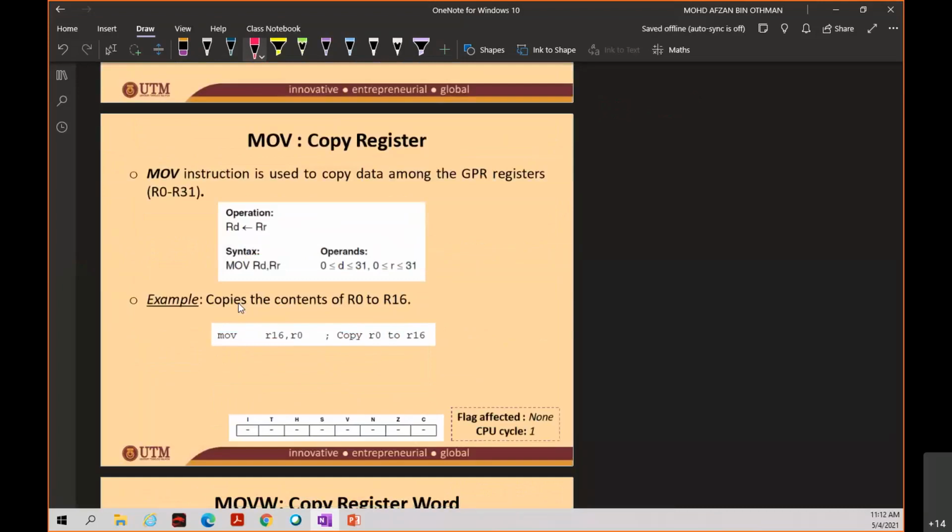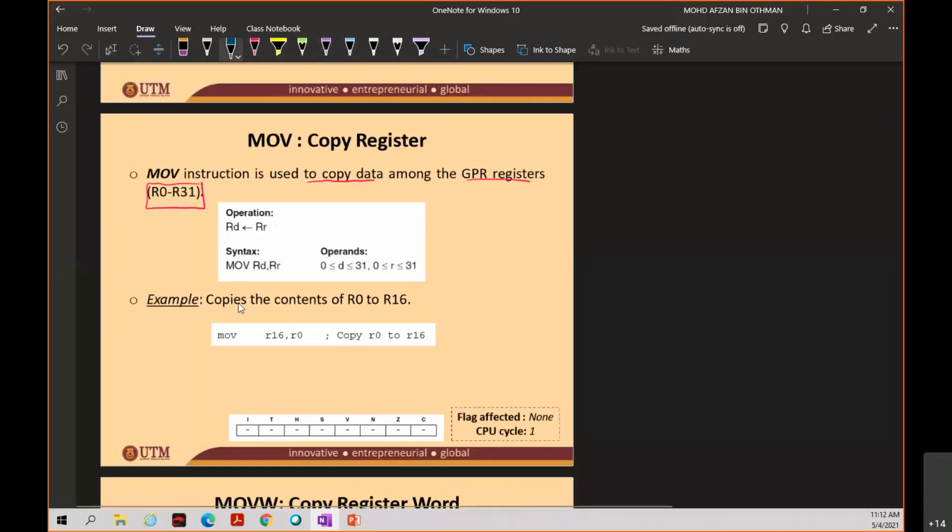We have the first instruction here called MOV. MOV is used to copy a register. You're going to copy one register value to another register. This MOV instruction is used to copy data among the GPR registers. The GPRs that you can use are from R0 to R31. And this is the operation.